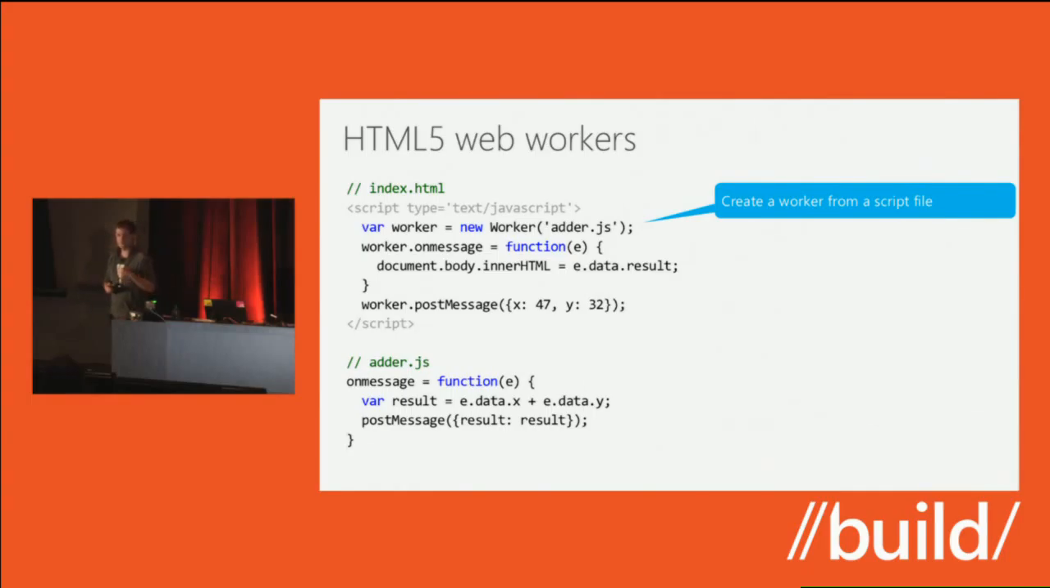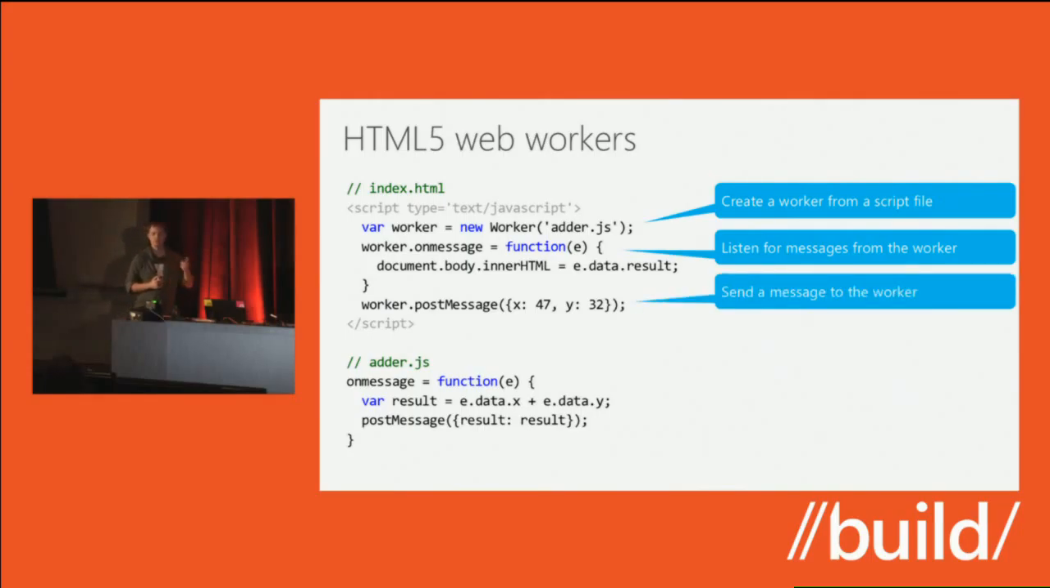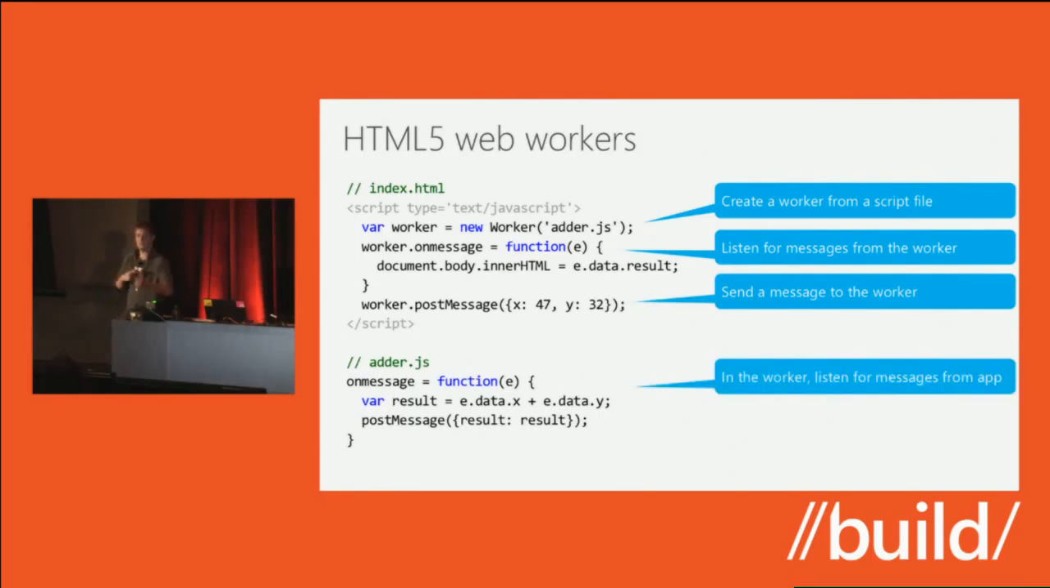And then we do two things. We set up a handler to listen for messages sent from the worker. So when the worker sends us a message, we're going to run this code here on the UI thread. And then we can send the worker messages. So here we're going to send the worker a message saying we'd like you to add the numbers 47 and 32.